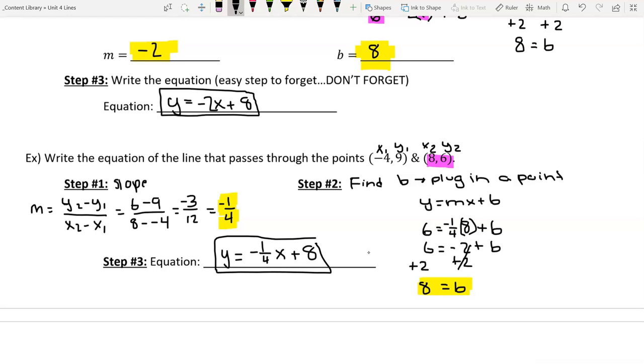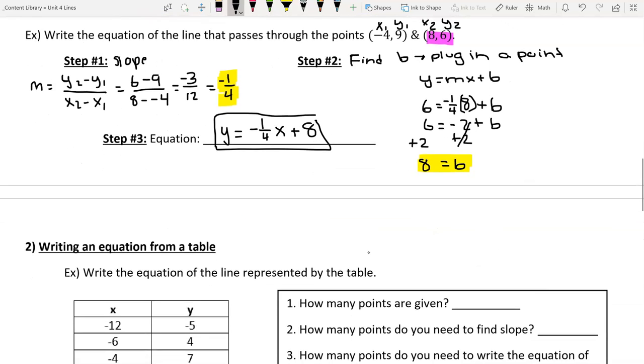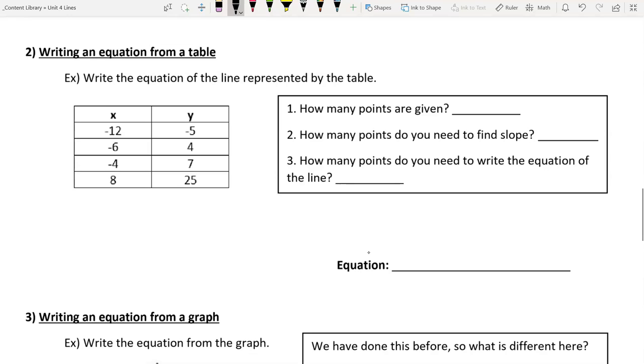Okay? A lot of people just forget to do that at the end. Alright, so again, if you didn't get it, pause, rewind, and try it again. Moving on though. Writing an equation from a table. I'm going to be honest, it's the exact same thing we just did. The only difference is how many points we are given? 4. But how many do we need to find slope? Only 2.